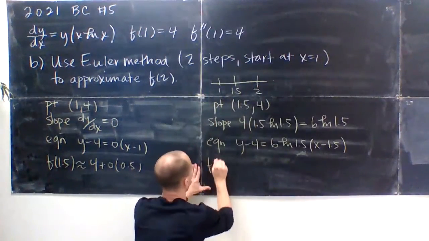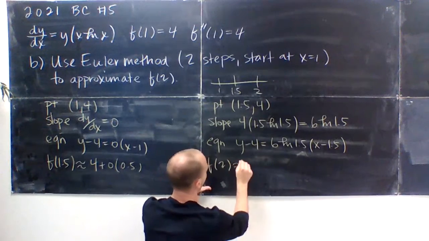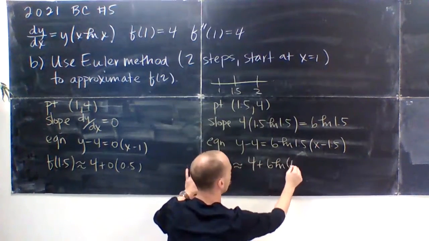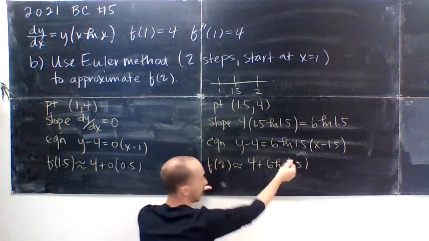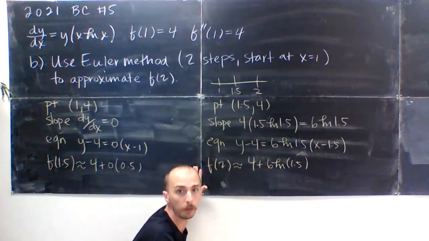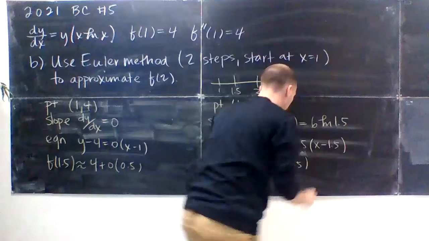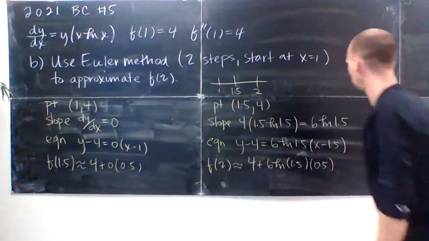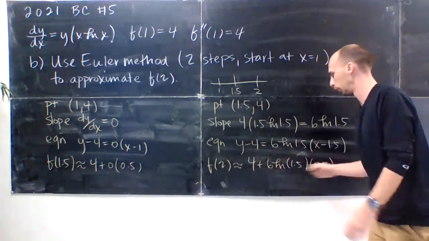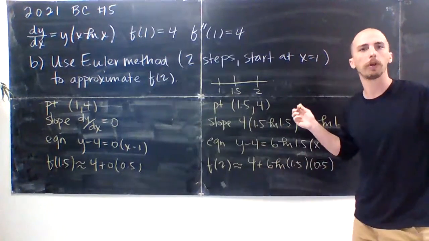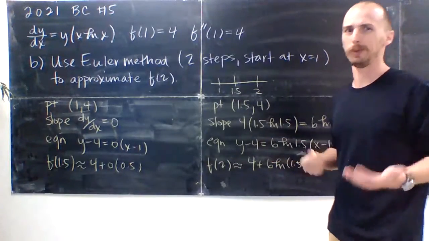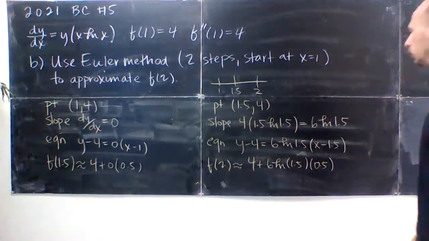I'm going to do f of 2 is approximately equal to 4 plus 6 log of 1.5 times, well, when I plug in 2 and I subtract 1.5, I'll have 1/2. We could reduce that to a 3. We could also make that 1.5 to the third power. You can even figure out what 1.5 to the third power was, right? But you'd be no more right, so I would just recommend stopping here.